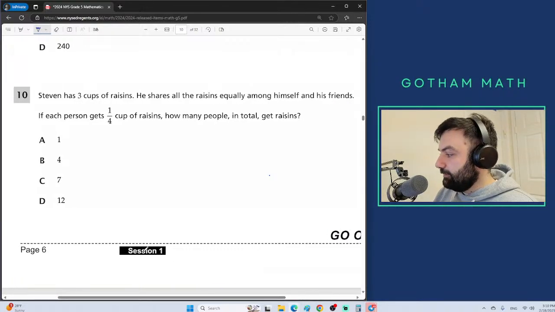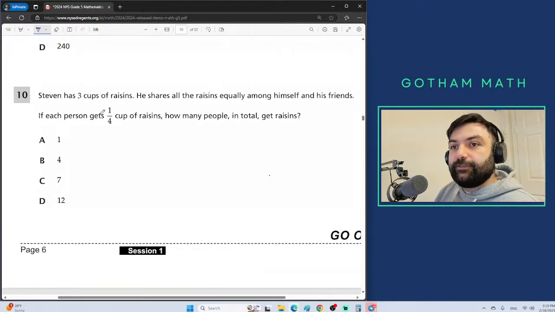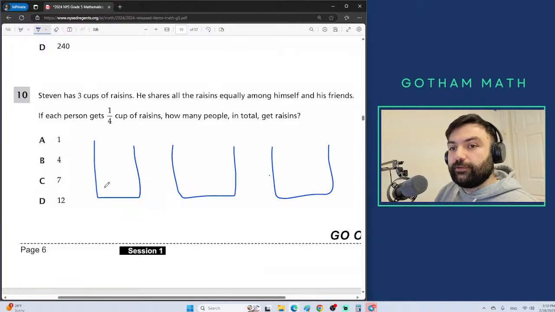Question number 10. Stephen has 3 cups of raisins. He shares all the raisins equally among himself and his friends. If each person gets 1/4 cup of raisins, how many people in total get raisins? So we need to find how many of 1/4 cups are inside of 3 cups. Imagine that we have 3 cups, right? How many quarters are in each cup?